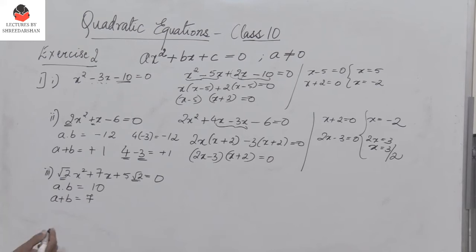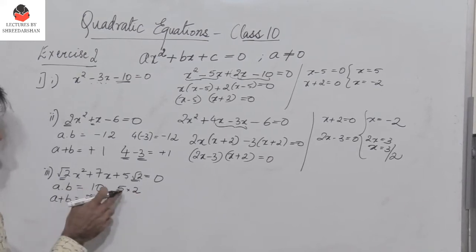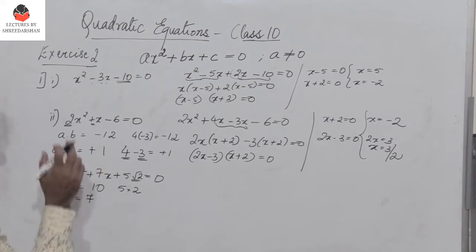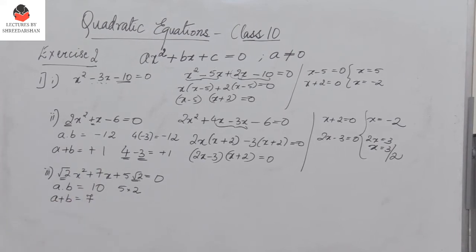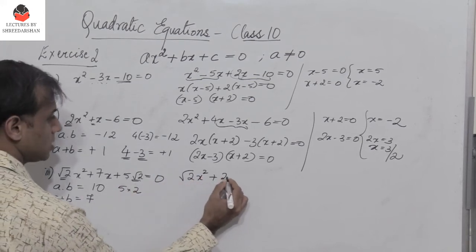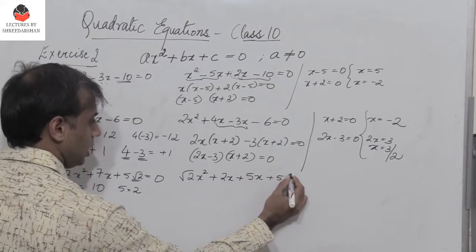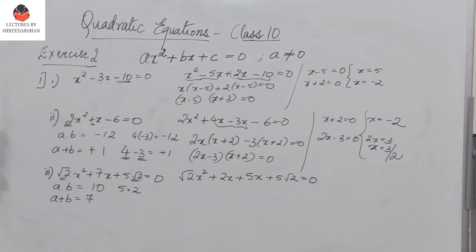So it's very clear that it has to be 5 into 2. 5 into 2 is 10, 5 plus 2 is 7. So 7x can definitely be written as 2x plus 5x. So I have root 2x square plus 2x plus 5x plus 5 into root 2 equal to 0.